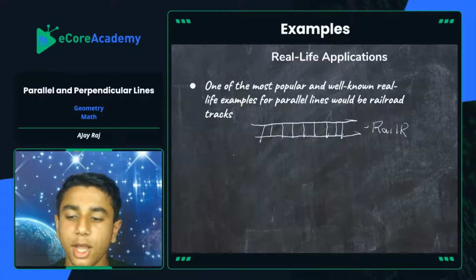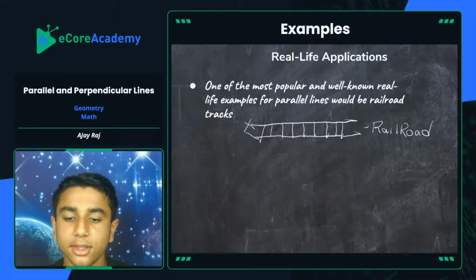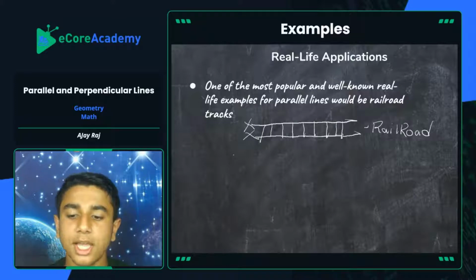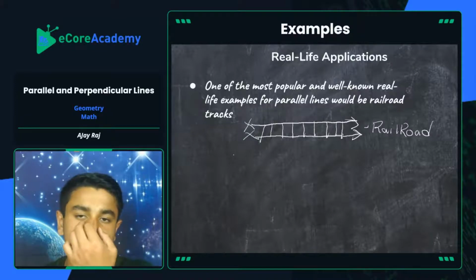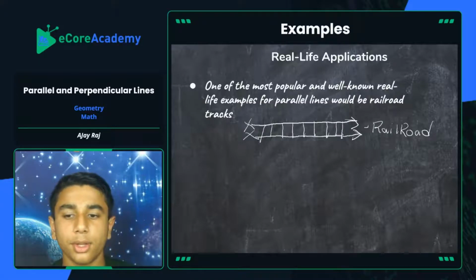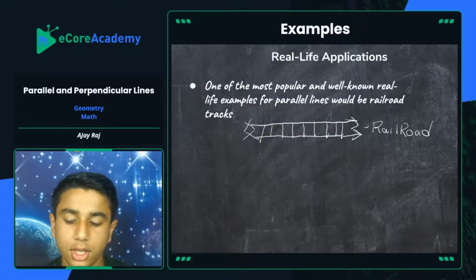And essentially what happens is these two lines here, I'm going to mark them with X, these two lines will extend out forever without intersecting, meaning that they have the same exact slope if you're calculating it on a coordinate plane. But this is one real life application for parallel lines.